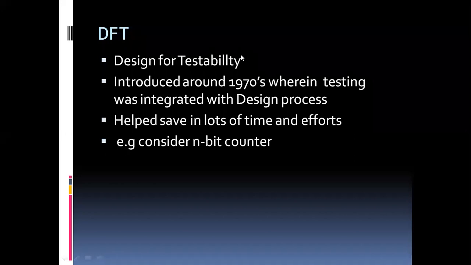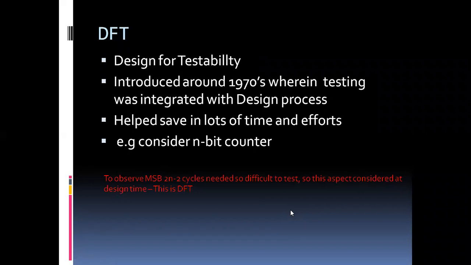We'll just consider one example. Consider an n-bit counter, where n can be, for example, 64. Now if we want to test the MSB, you can see how many cycles we will have to go through. We need to run at least 2 raised to the power n minus 1 times before we can test the MSB. So this becomes very difficult to proceed with the test.